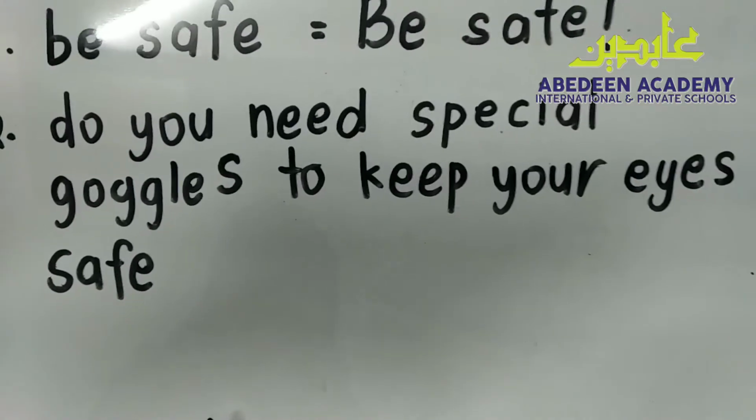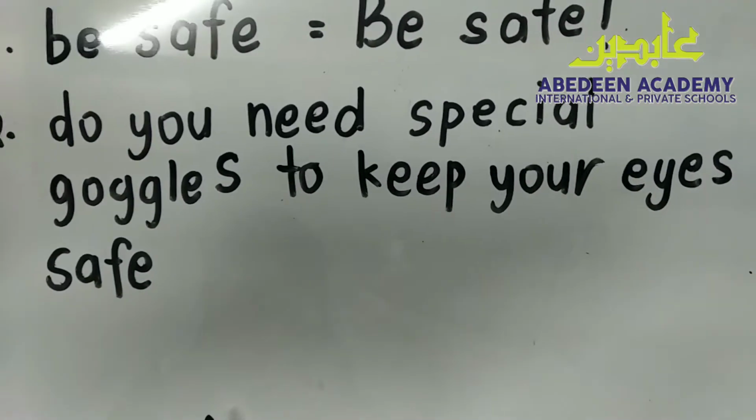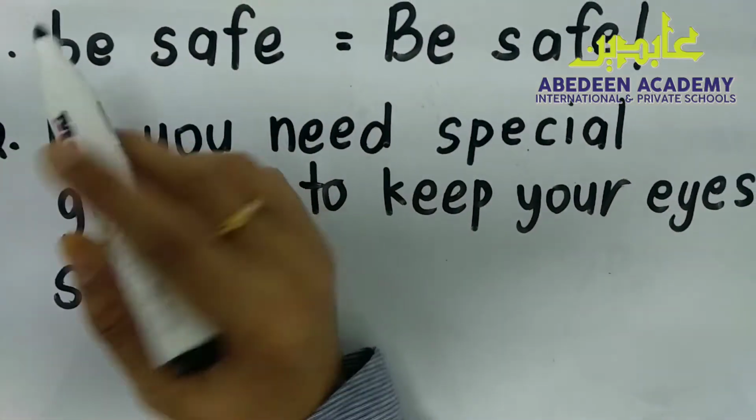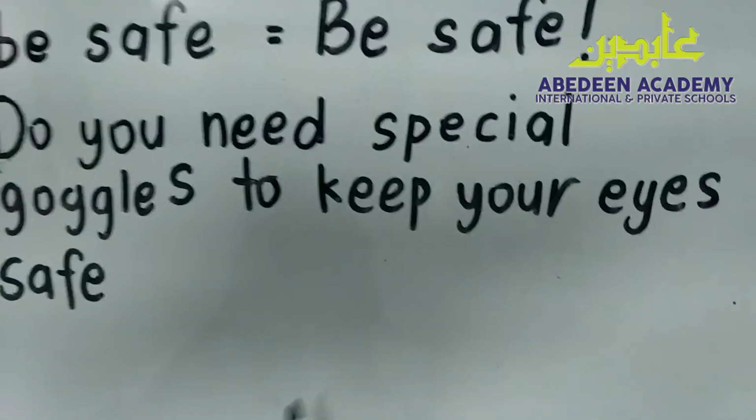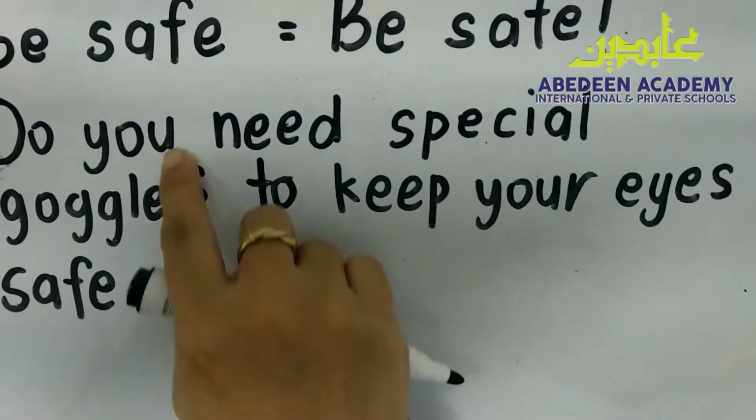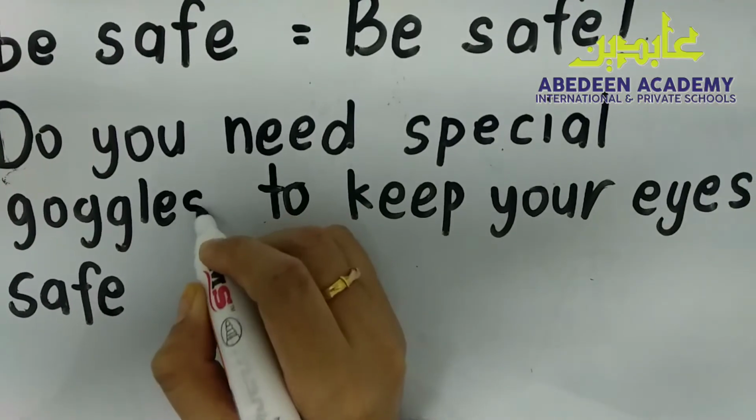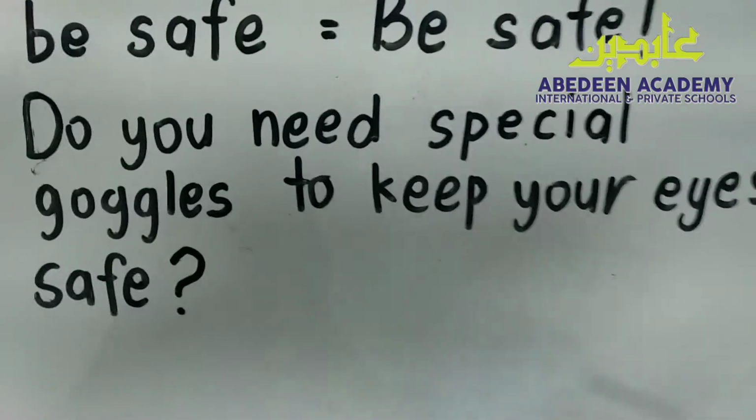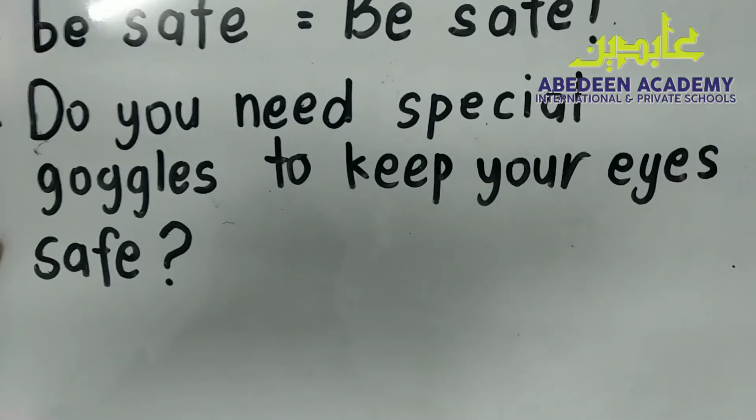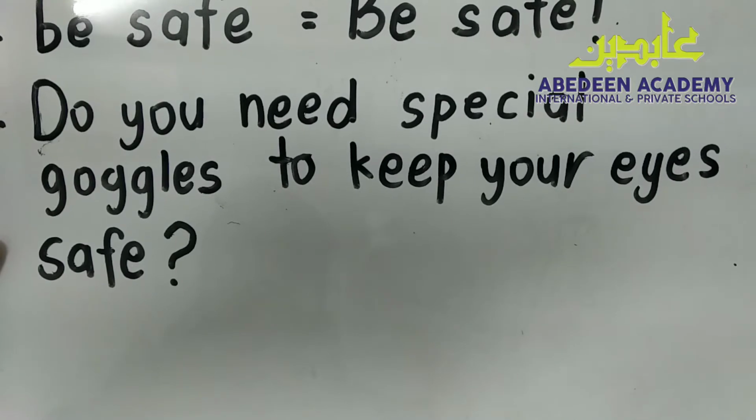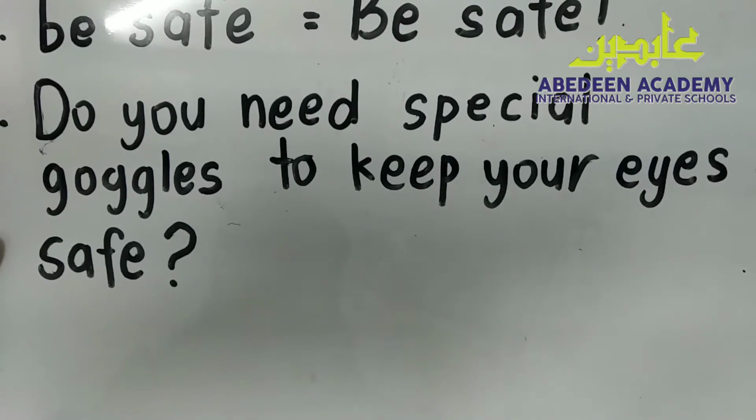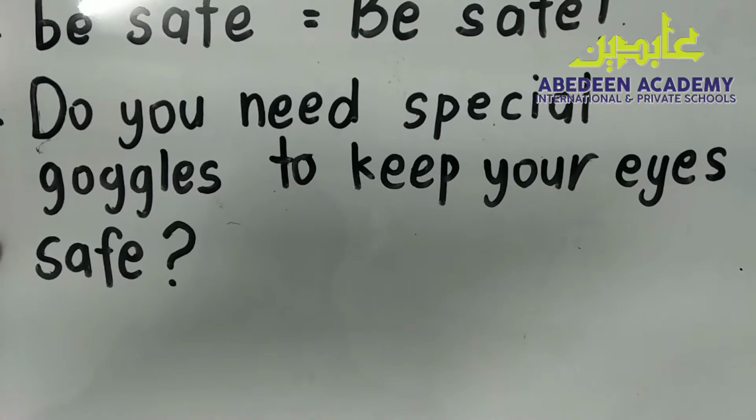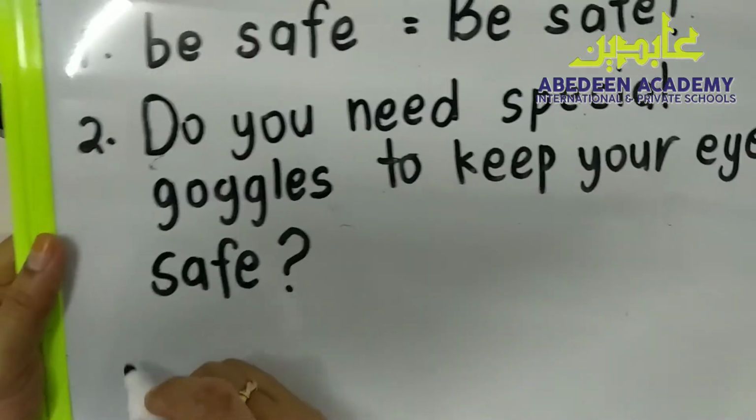Okay, so how do you change this to the correct sentence? Okay, so this one you change to big letters, meaning you are starting to give an instruction or ask a question. And since this is a question, you need to put what at the back? You need to put a question mark. So now instead of saying, do you need special goggles to keep your eyes safe, we have to say it, do you need special goggles to keep your eyes safe? Does it sound like a question to you? Yes, it does. Alright, now let's do number 3.